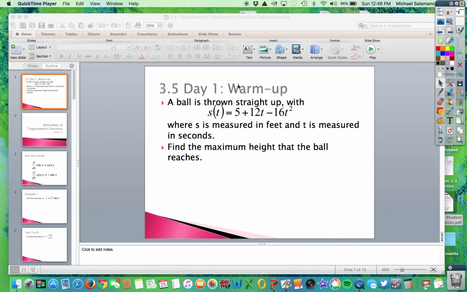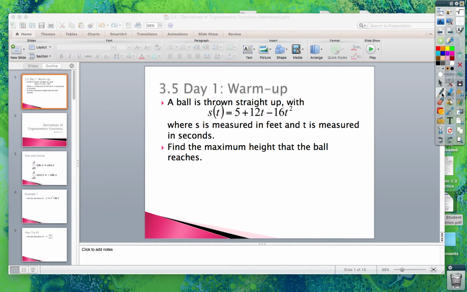Hello students, today in your calculus class we're going to be working on derivatives of trig functions. So let's get started. This would be a great time for you to try this warm-up, pause your screen. Hopefully you've paused your screen and you're just coming back to check your answers.